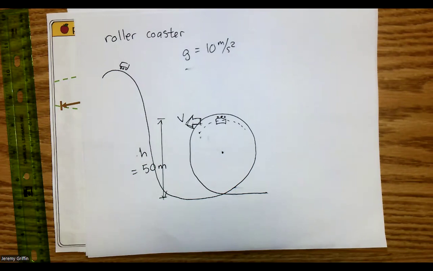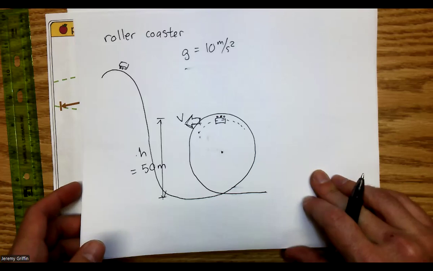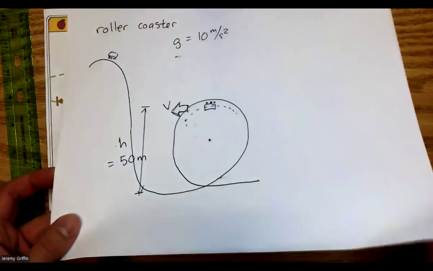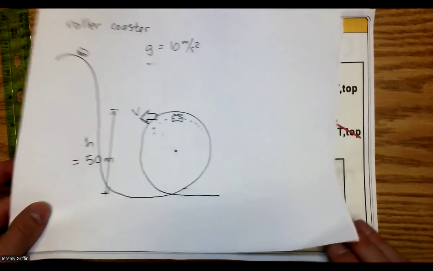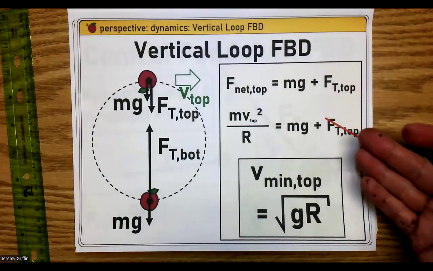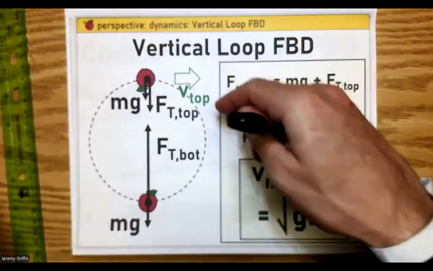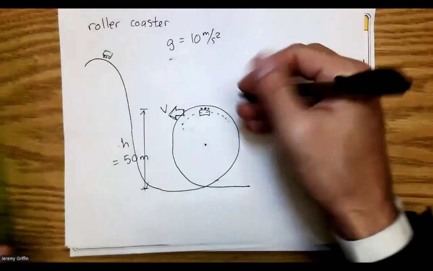Oh, wait, did somebody say it? At least got it. 15.8 meters per second. Okay. How'd you know that? How'd you solve that? Yeah, it's the same question as the water in the cup. It's the same thing, except instead of there being, say, a normal force from the bottom of the cup or a tension in the string, now it's possibly a normal force from the track.